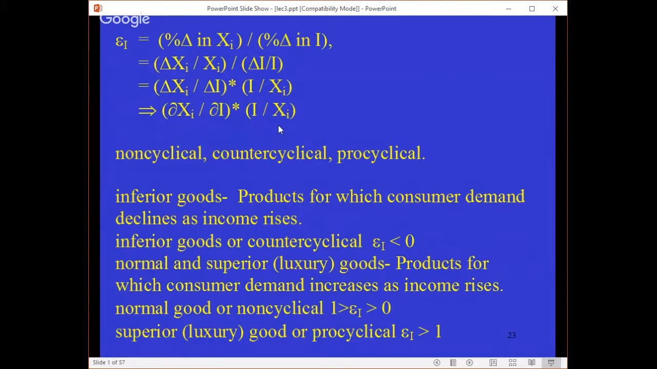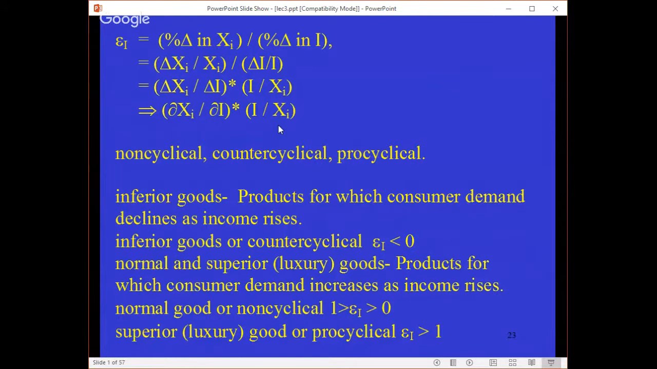Here, I count normal goods, like I said, gold, petrol stuff. When income goes up, we buy more of them, but we don't buy that much more. But we buy more. Questions?